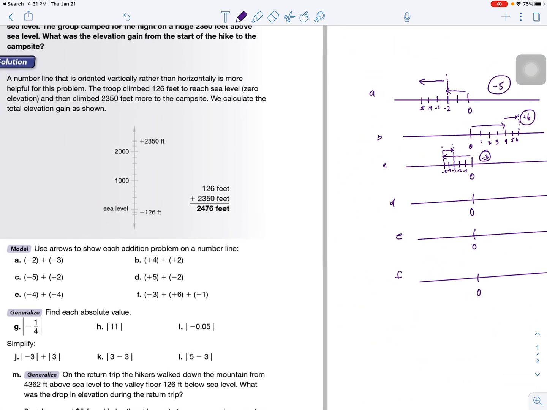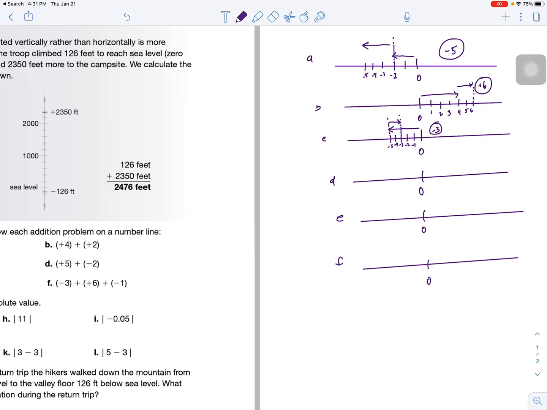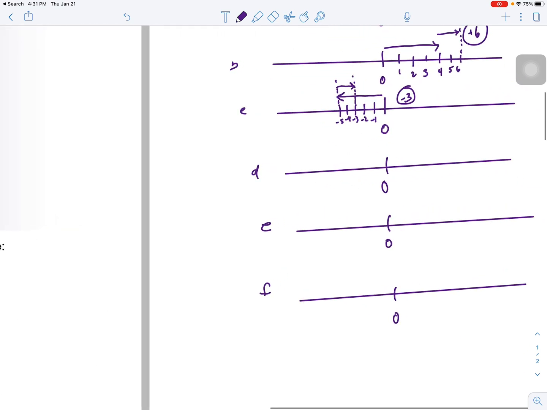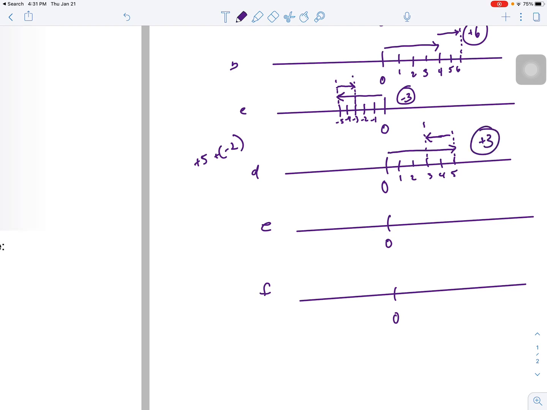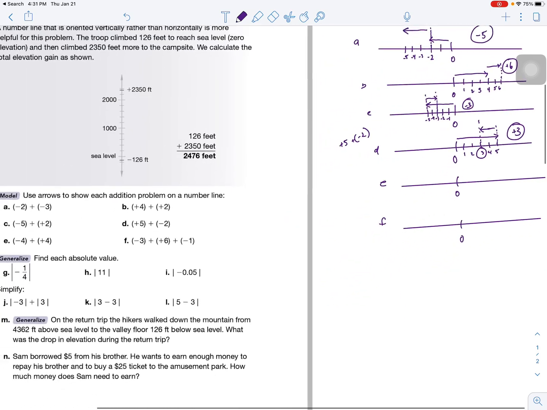All right, D says plus 5 plus minus 2. So here we go, plus 5 plus minus 2. So 1, 2, 3, 4, 5. That brings us to plus 5. And then we're going to add a negative number to it, which means that we are going to go back 2. And that'll give us an answer of positive 3. Or you can circle it on the number line.